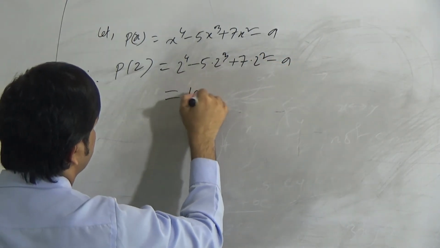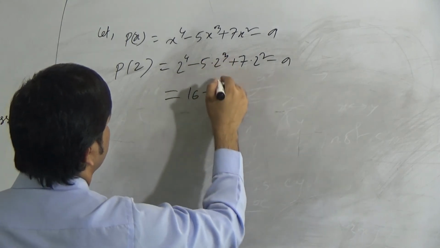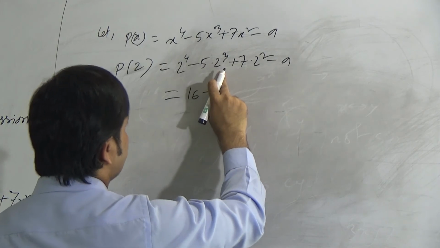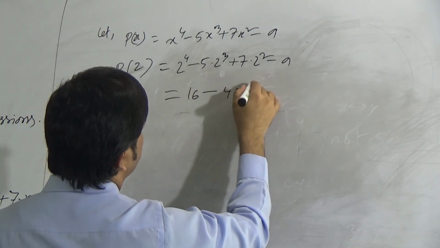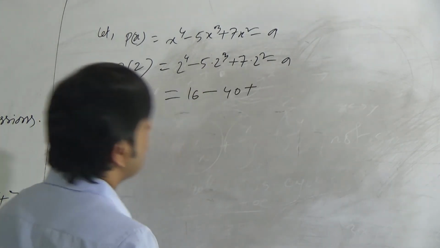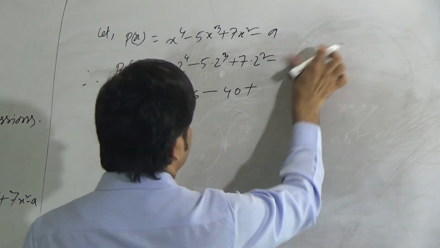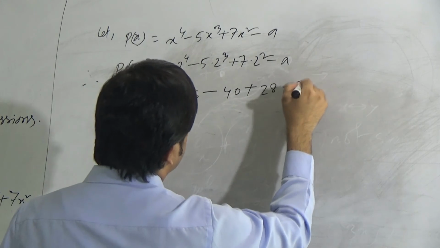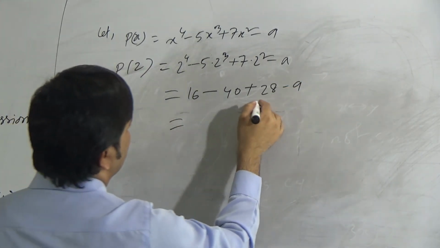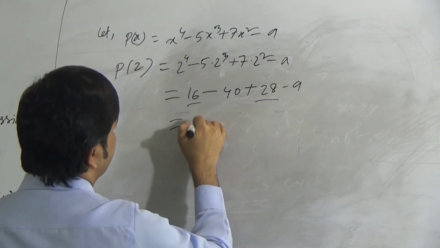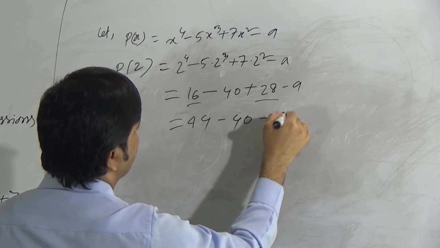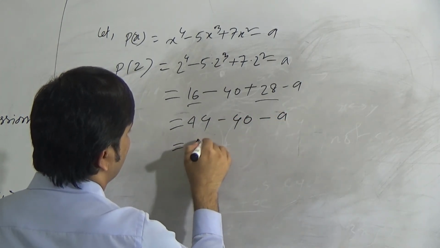2 to the power 4 means 16, minus 5 into 2 cube, 2 cube means 8, 8 fives are 40, plus 7 into 2 square, 2 square means 4, 4 sevens are 28, minus a. Now calculate here. These two are positive, so we can write 44 minus 40 minus a. So we can write here 4 minus a.